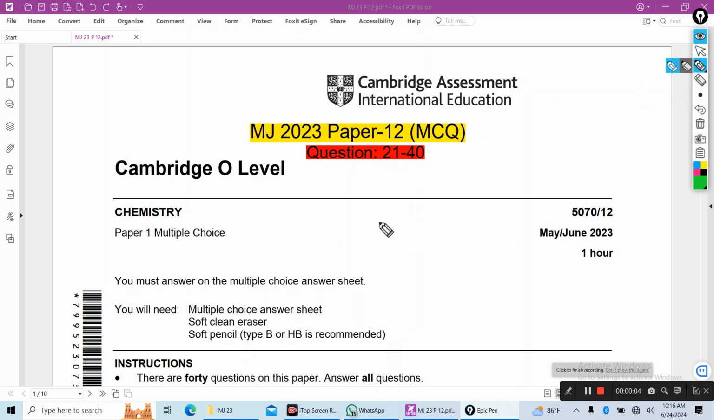Hello students, now I am going to discuss Cambridge O-Level Chemistry May-June 2023 paper 12 MCQ paper, question number 21 to 40. Let's move.